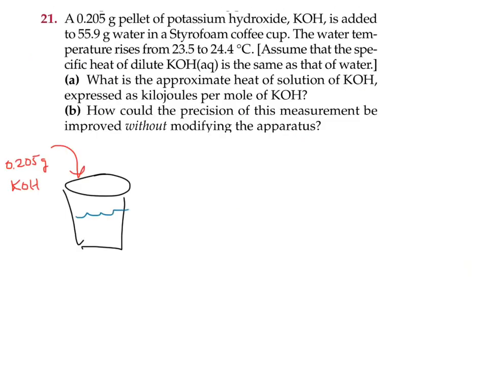Okay, next one, a little more straightforward. This is a little more of what you're going to be doing Thursday. So you're taking a certain mass of potassium hydroxide. There's no chemical reaction. You're just dissolving it in water. But notice the water is going to heat up.